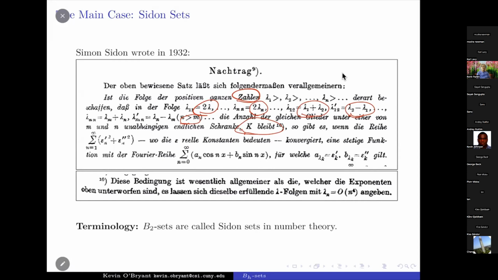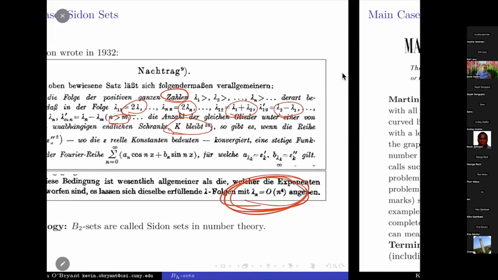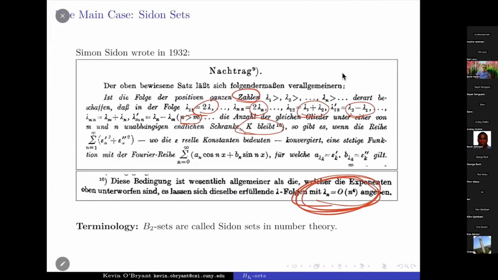And if he has such a sequence, then he can use that as the support for a trigonometric polynomial that has some particular properties that were interesting for him. And he's got this footnote where he says that he can find such a sequence that grows like n to the fourth. So this is how Sidon was a friend of Erdős, and this is how the problem comes into number theory historically. Sidon tells Erdős about it, and then Erdős generalizes it and specializes it and publishes some papers in the 1940s.